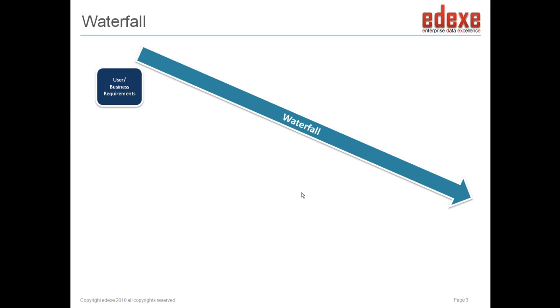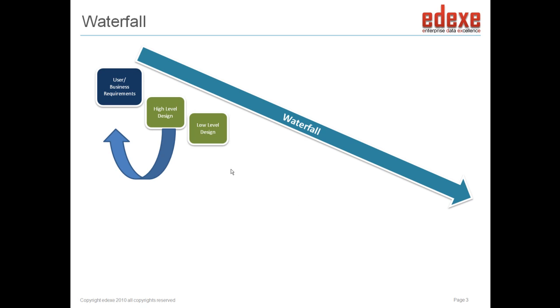A waterfall project normally starts with a user or business requirements document. This is typically high level and requires transformation into a technical document known as the high level design. Any problems found during the high level design will normally reflect changes back into the user or business requirements.